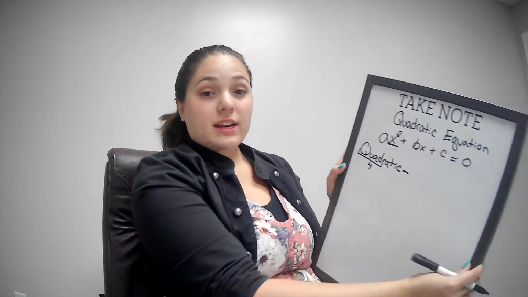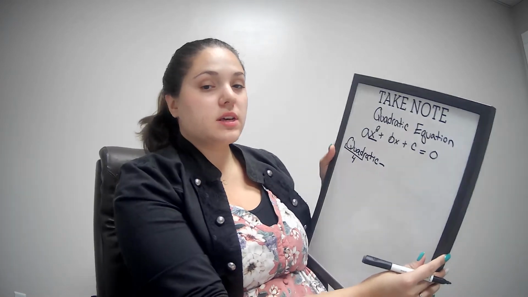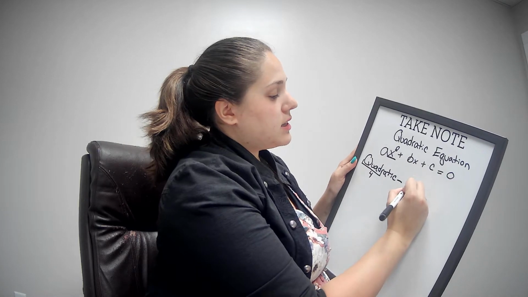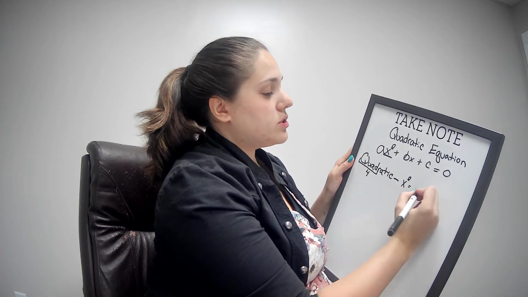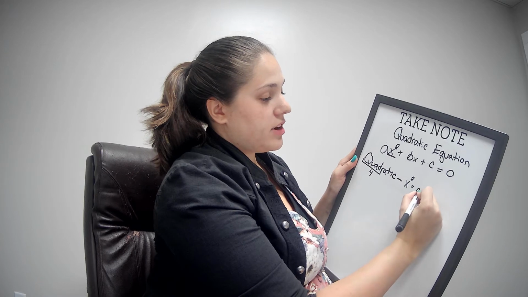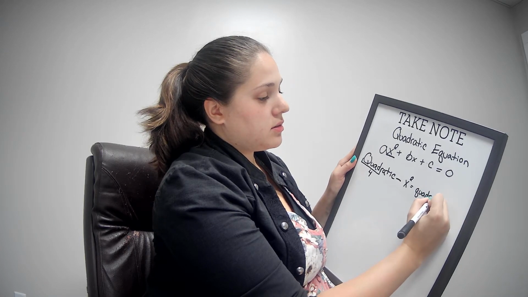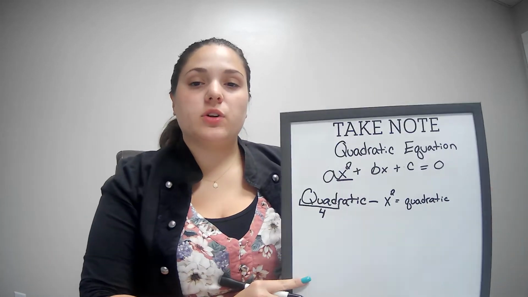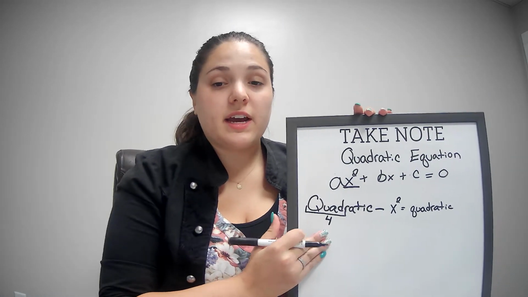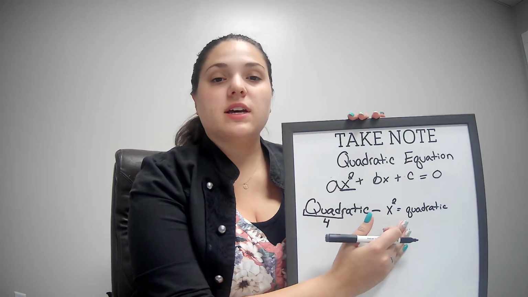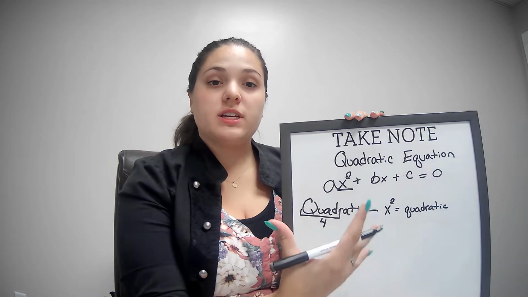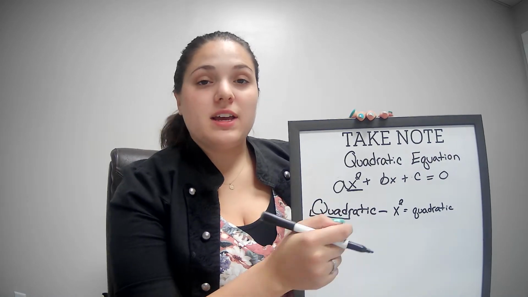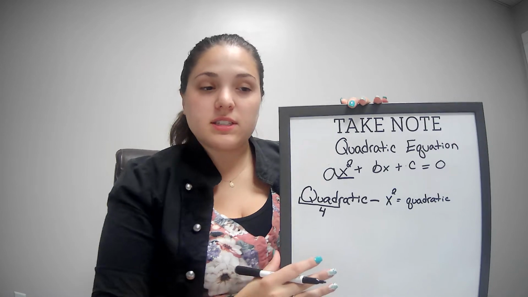So the word quadratic for our math notebooks will say something like this. It will say x squared is equal to quadratic. So that's something that we have to remember when we are using the quadratic equation, that quadratic actually means x squared. And that's how you can determine whether or not an equation is quadratic. So you might come across a quadratic equation, and that's something later on in different lessons.